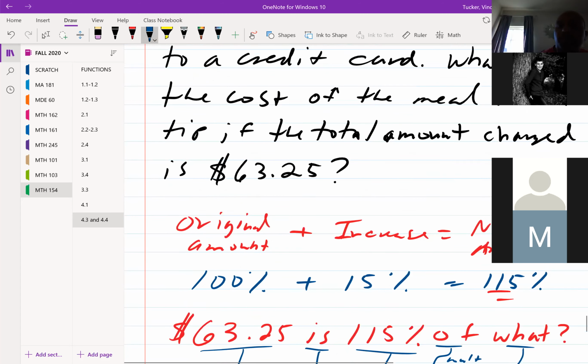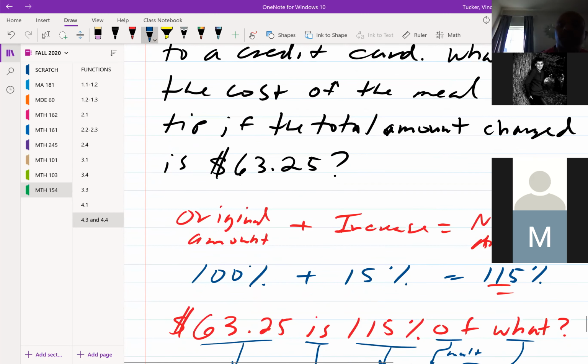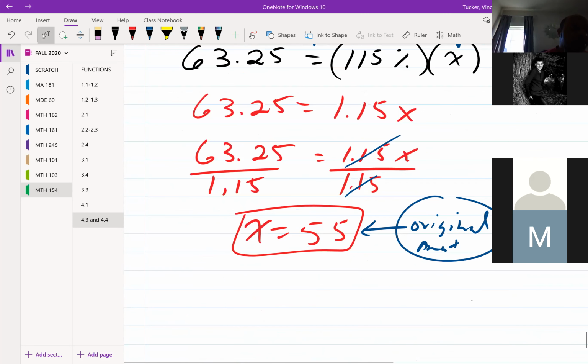Did they ask for the original amount? What is the cost of the meal without tip? Okay, yep, that's it. Original amount.